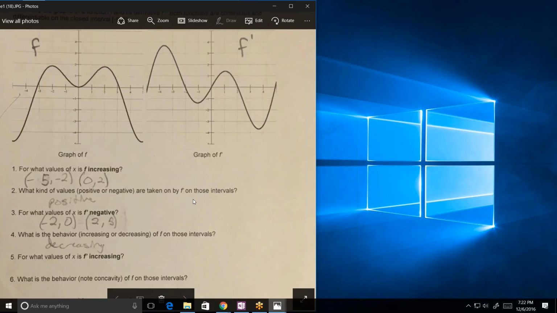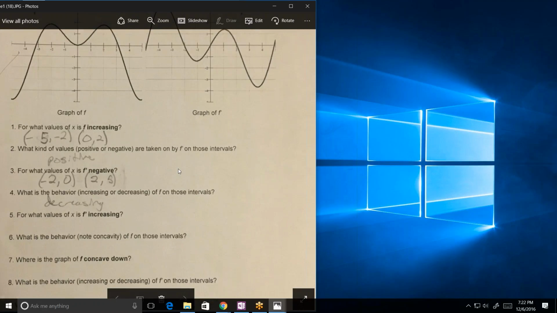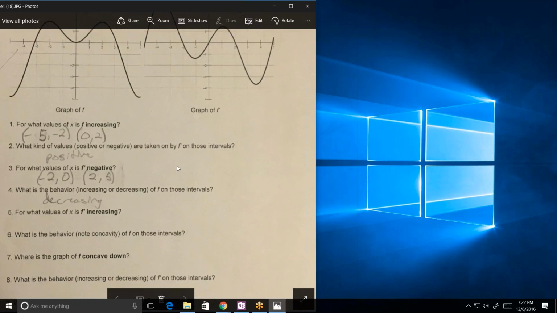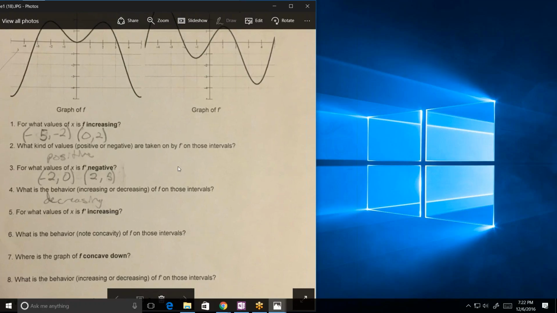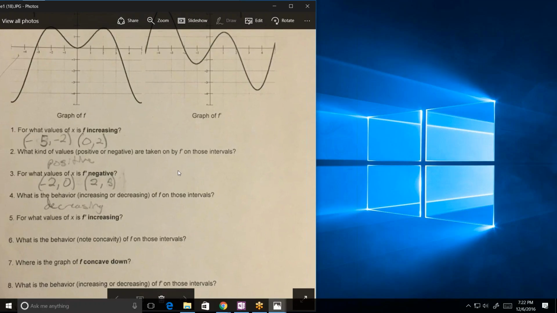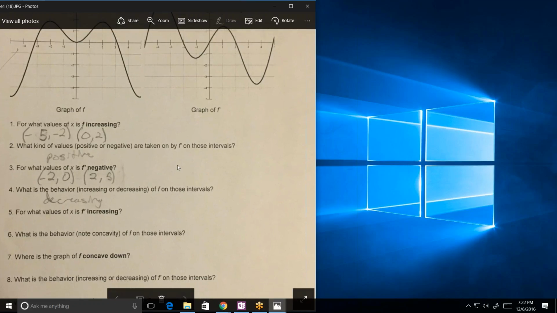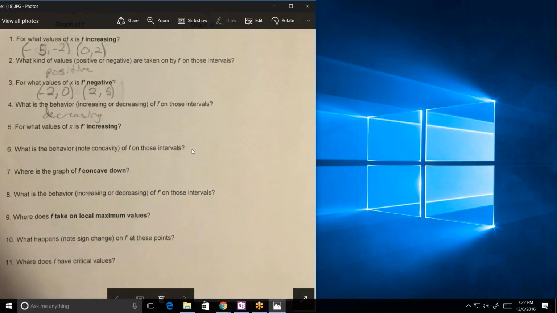It's decreasing? No, it's increasing. Concave down on f from about -4 to about -1, right? Excuse me. F prime is positive. It's not whether it's increasing or decreasing. Oh, it is asking about increasing or decreasing on those intervals. Well, I'm not sure what intervals it's actually referring to is the problem with all of these questions.